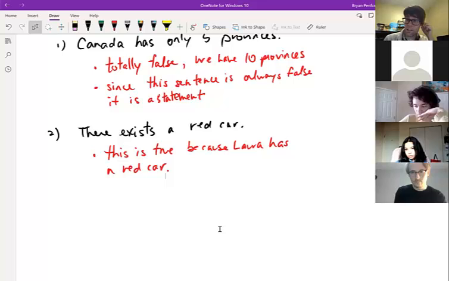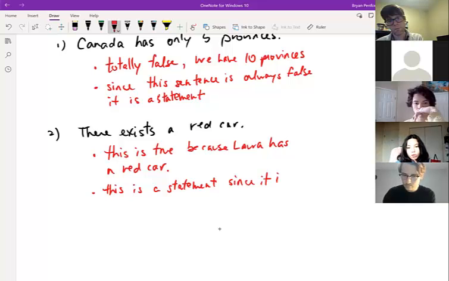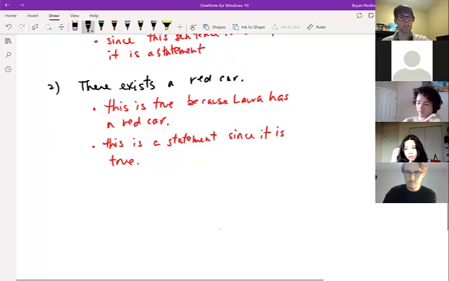So this is a sentence. This sentence is a statement because we know that it's always true. Now, sentences can get a little strange. So here's one that's a little bit weird.